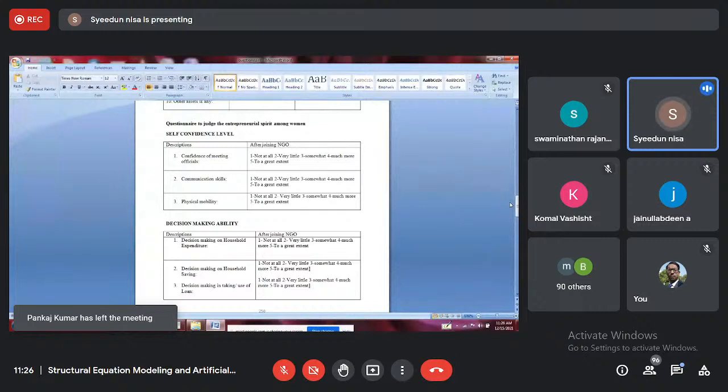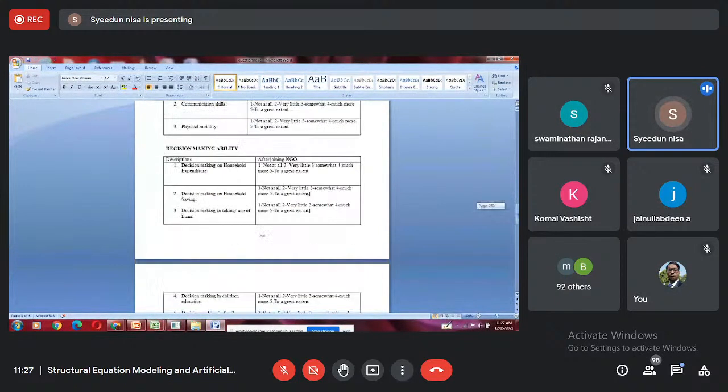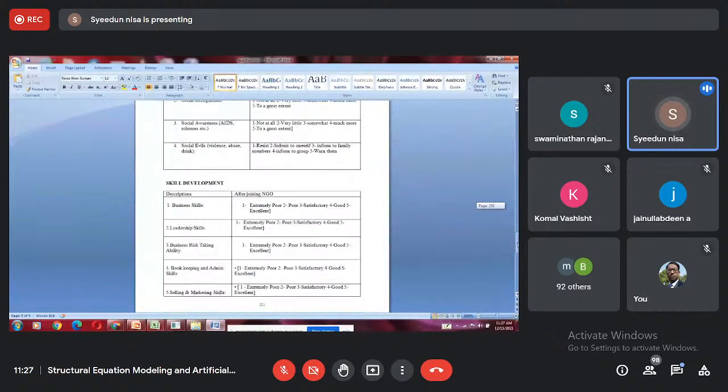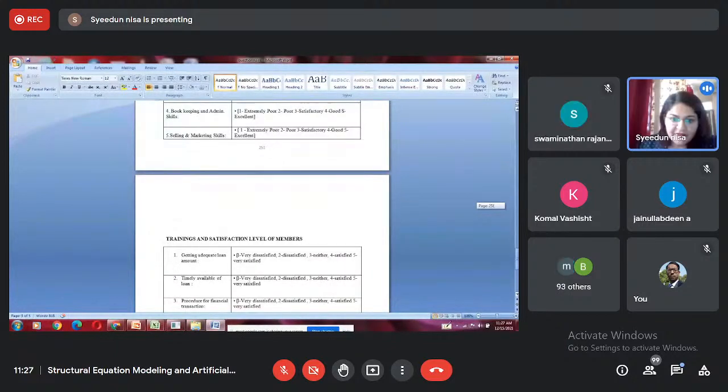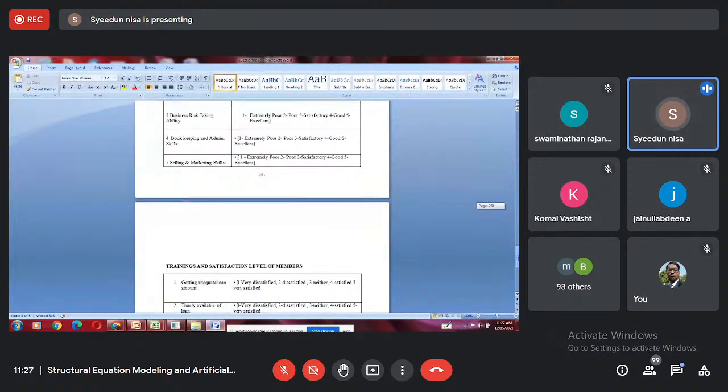Here the questionnaire was to judge the entrepreneurial spirit among rural women. This questionnaire was administered on rural women in Lucknow, and these women were asked to join an NGO, and that NGO was giving them training so that they can involve themselves in entrepreneurial activities, or get loans from the banks or MFIs. So after joining this NGO, what are the changes that were experienced by the women? The question was on whether their self-confidence level has increased, whether decision-making ability has increased or not, whether social awareness and participation has increased, whether skill is developed in these women or not, and whether overall training and satisfaction has increased or not.